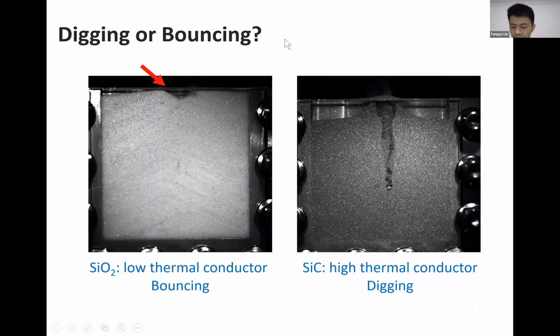We also have some new tries considering the thermal conductivity of the granular material. We observed that the drop would bounce on a silicon dioxide granular bed instead of digging. The instantaneous high heat conduction and the strong pulsing vapor flow might be the potential cause of the bouncing behavior. We are still working on it.